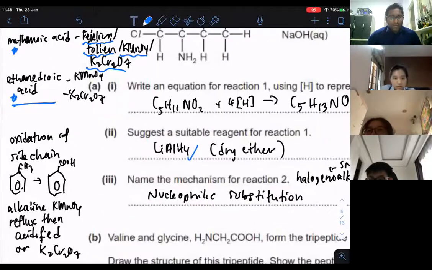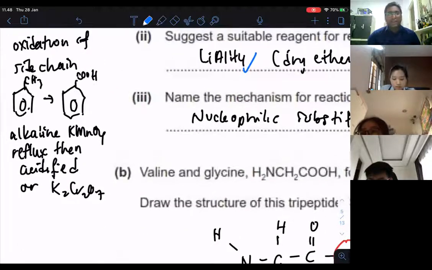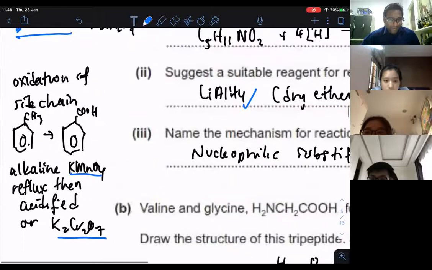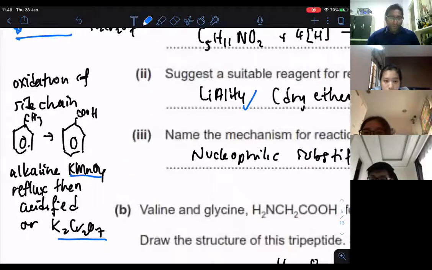On top of that, we also learn oxidation of side chain. Let's say if I have methyl benzene, I want to actually oxidize that. Let it be methyl benzene, ethyl benzene, whatever benzene that has attached with alkyl group. You can oxidize them, but you need to remember the condition. You oxidize them either with KMnO4 or K2Cr2O7, but generally we use acidified. But now, this is based on your textbook. You use alkaline solution of KMnO4, then reflux, after that you acidify with concentrated H2SO4. So there's going to be a different condition over there.